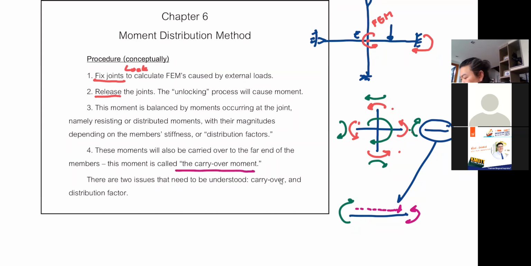Okay, how much each member will help contribute balancing the moment here will be determined by the factor that we call distribution factor. So by knowing these two things, we will be able to use this method to solve for the moment in the indeterminate structure without ever having to come up with those equilibrium equations. Okay, a question about this?